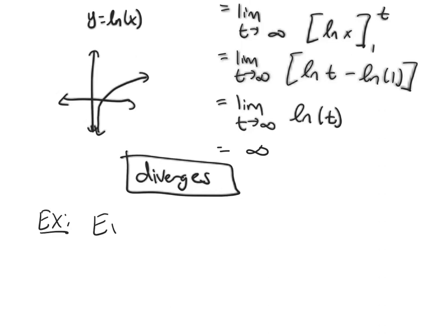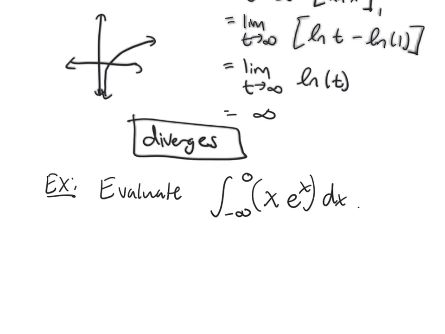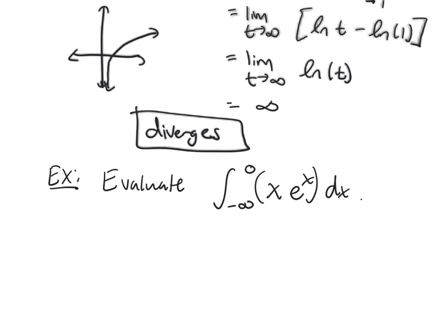Okay, let's evaluate the integral from negative infinity to 0, x e to the x dx. Okay, I see that negative infinity, which tells me it's an improper integral. So, what do I do?